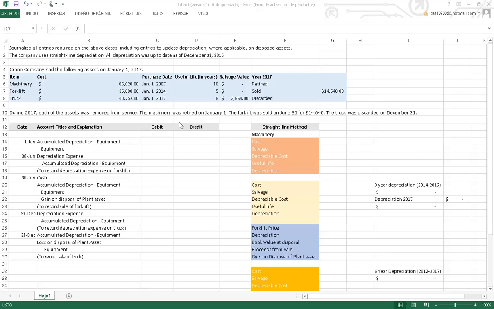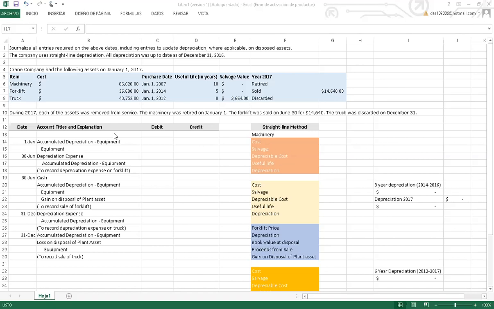And the problem starts giving us the assets from Crane Company, and it tells us that during the year 2017, each of the assets was removed from service. The machinery was retired on January 1st. The forklift was sold on June 30 for $14,740. And the truck was discarded on December 31st of 2017.